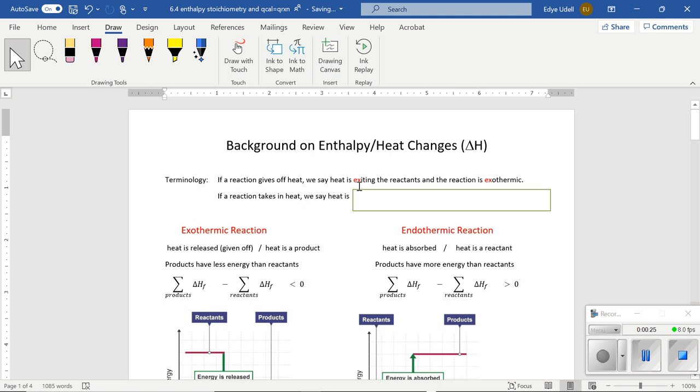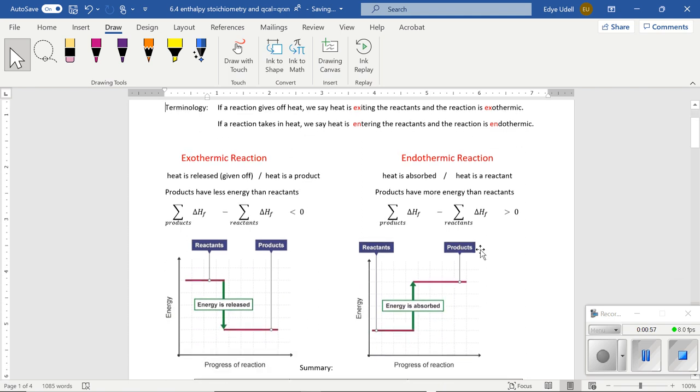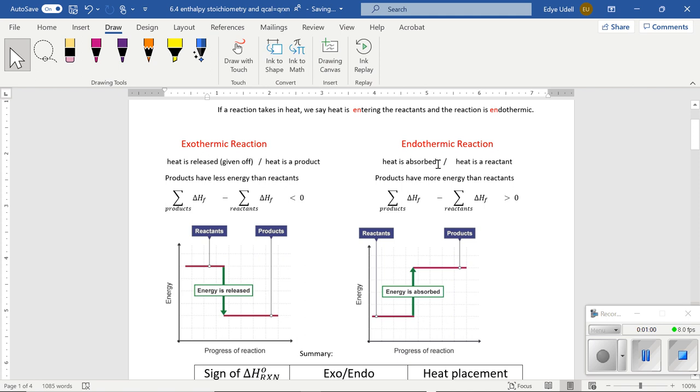When a reaction gives off heat, we use the term exothermic, like exiting. Heat is exiting the reactants, and the reaction is exothermic. So heat is exiting. Heat is actually a product. That'll come later. When a reaction takes in heat, there's a lot of vocabulary here. Taking in is also absorbing. We say heat is entering the reactants. The reaction is endothermic. So exothermic and endothermic actually have meaning in terms of the reaction exiting and entering.